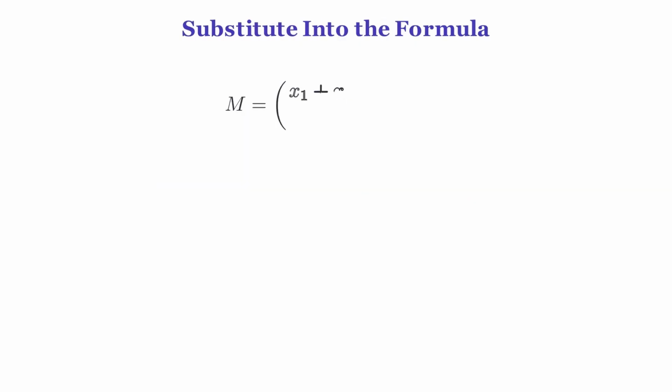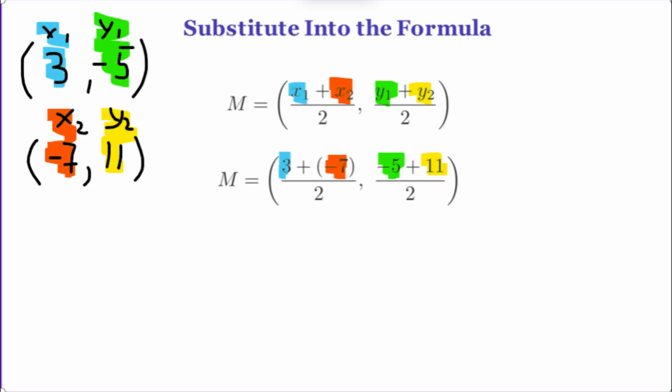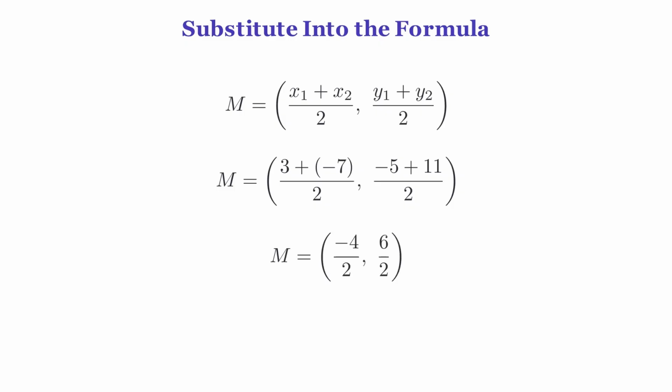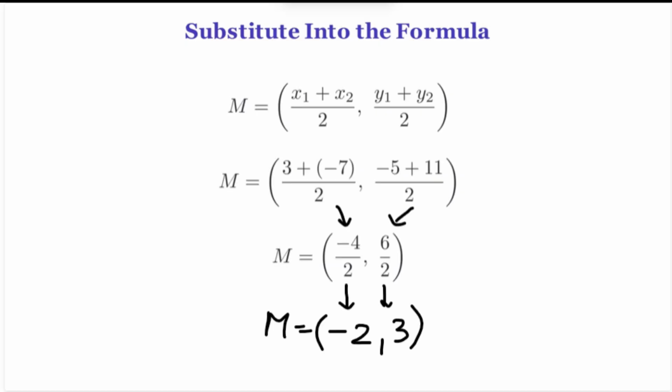Now we substitute into the formula. The x-coordinate of the midpoint is (3 + -7) divided by 2. The y-coordinate is (-5 + 11) divided by 2. Let's simplify. 3 plus -7 is -4. -4 divided by 2 is -2.